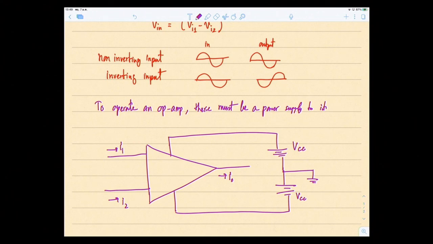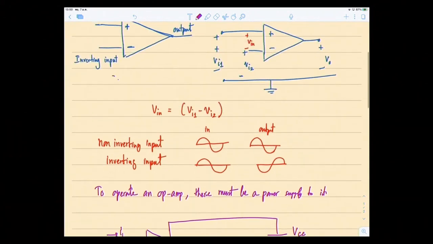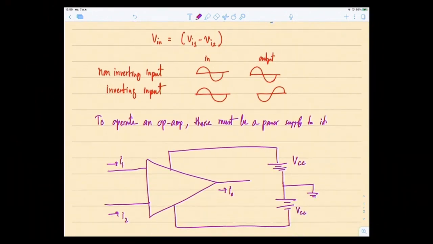However, keep in mind that the op-amp needs VCC, the power supply, for it to work. When we look at the problems, you will see only this picture, the triangle with the three leads, two in and one out for the output.